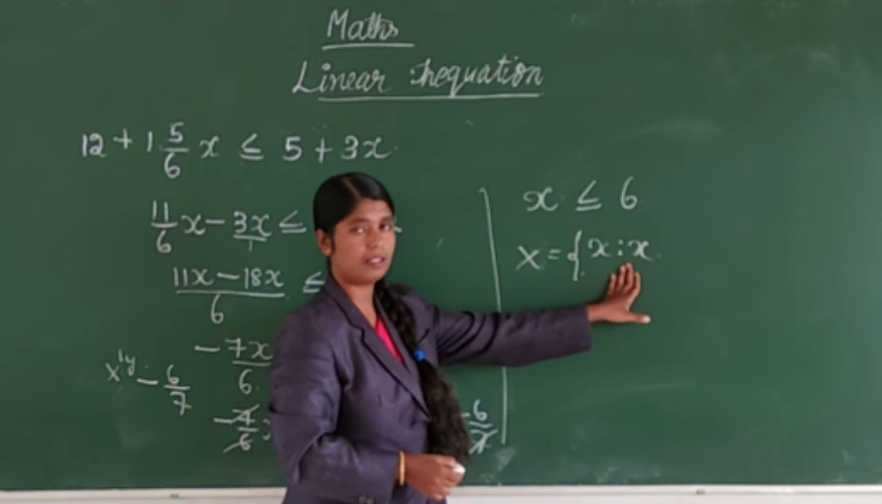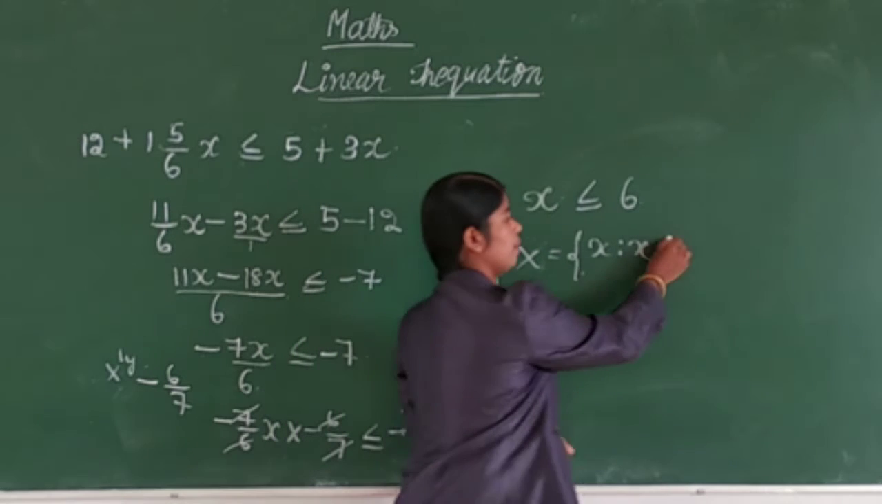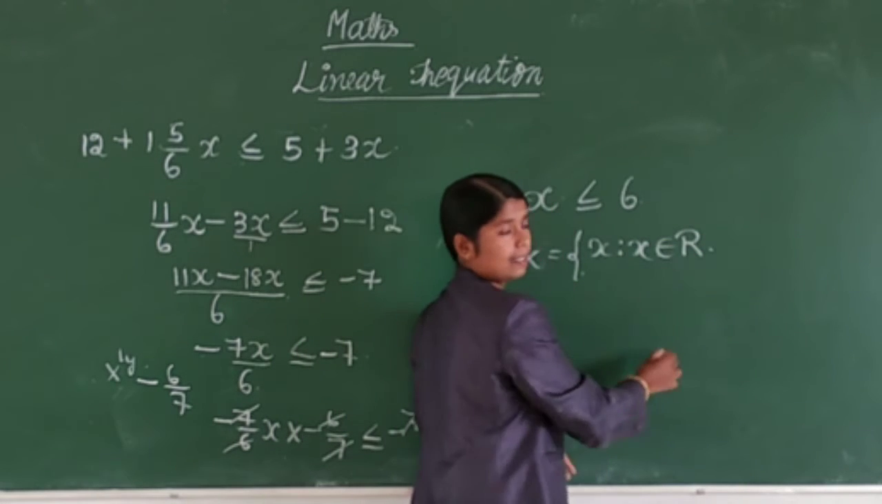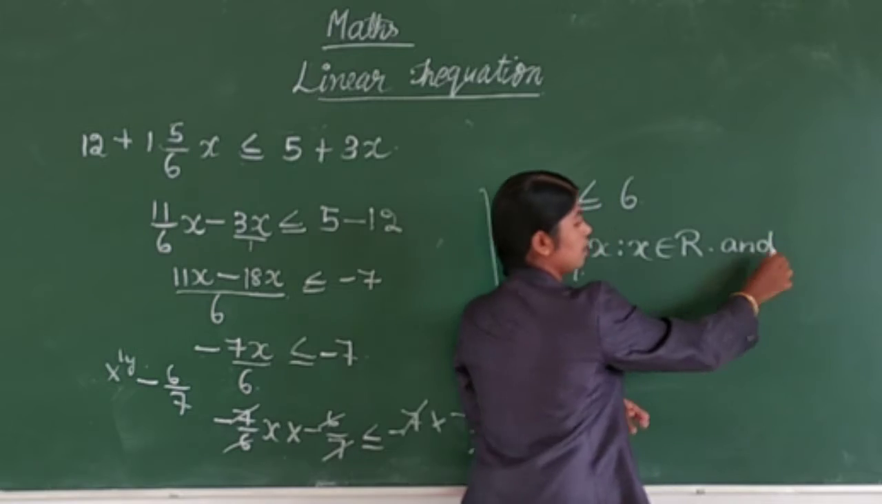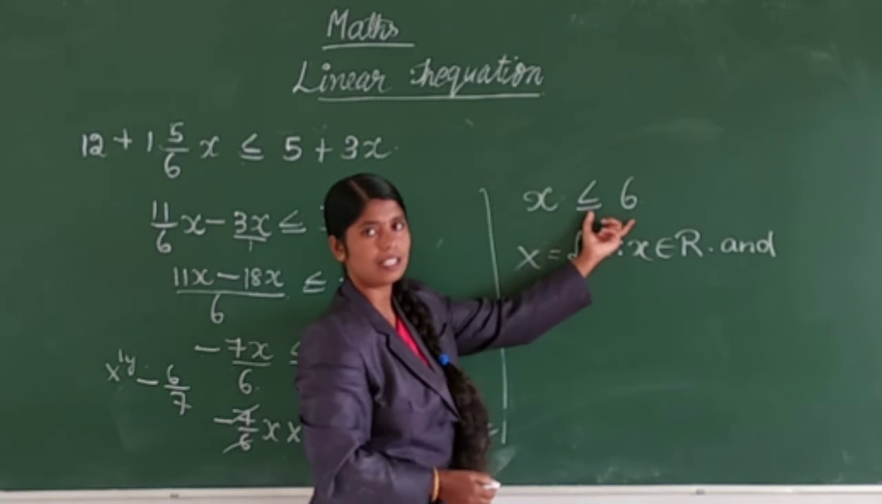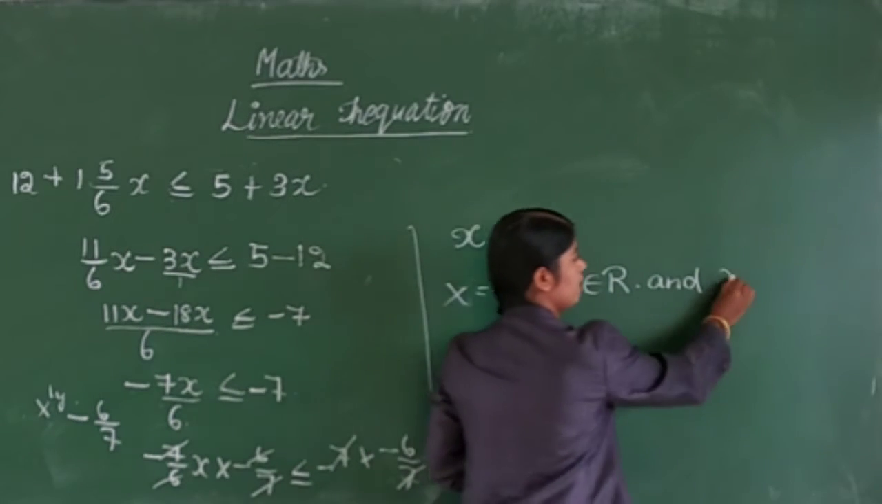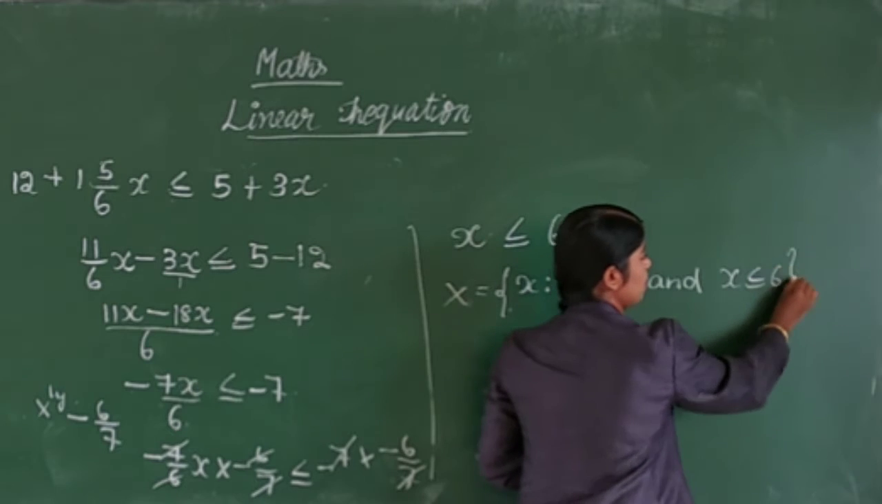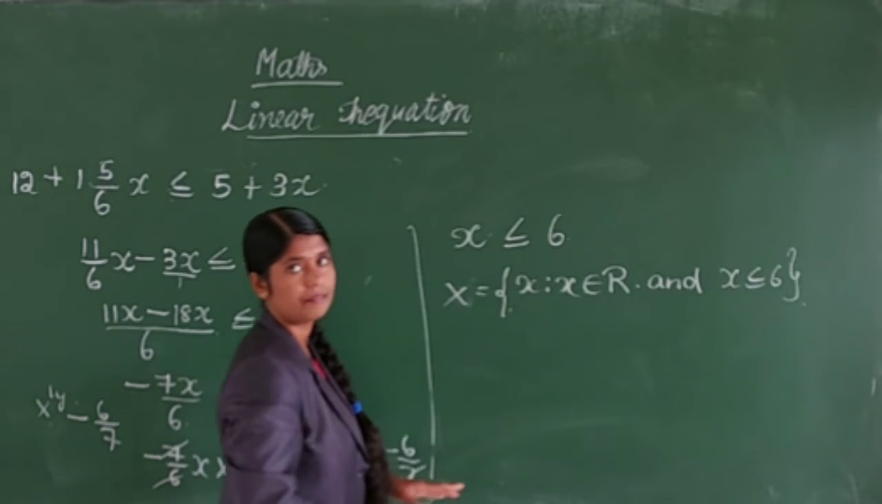And x belongs to real number set, and this condition, x is less than or equal to 6. x is less than or equal to 6. This is what we have to write.